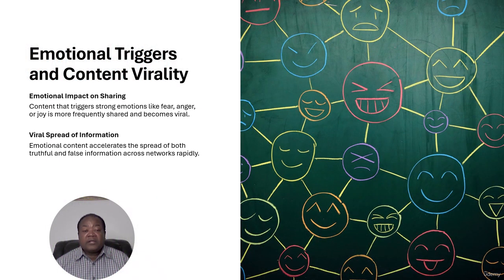Emotional triggers and content virality. Content that evokes strong emotions, such as fear, anger, or joy, is more likely to be shared and go viral. This dynamic is exploited to spread both truthful and false information quickly across networks.